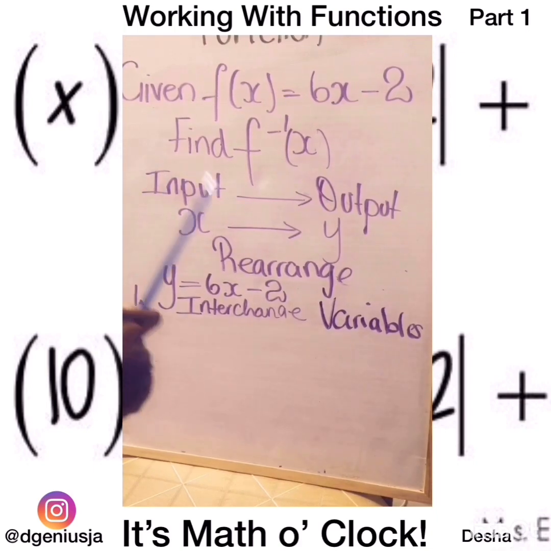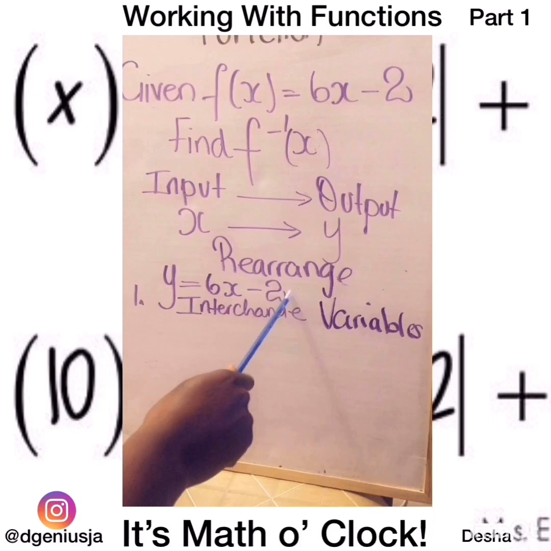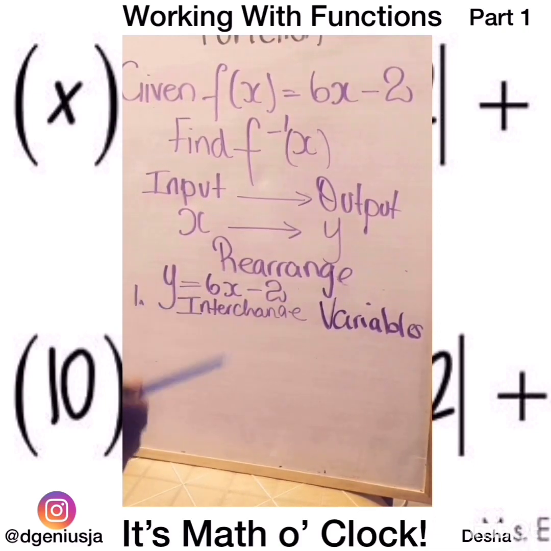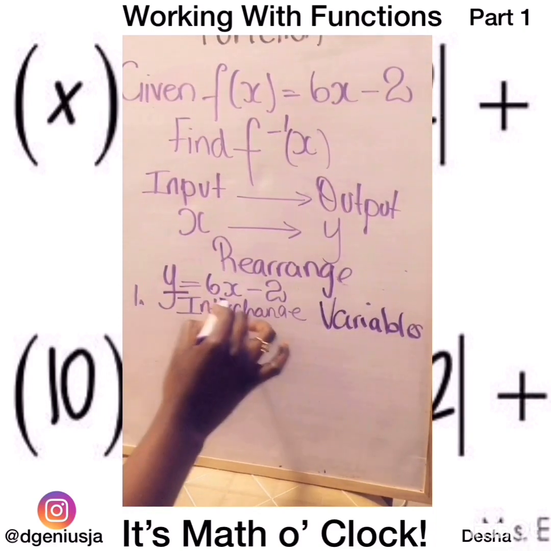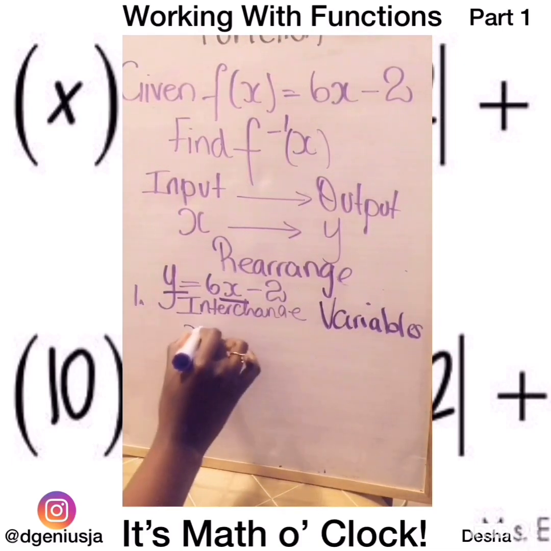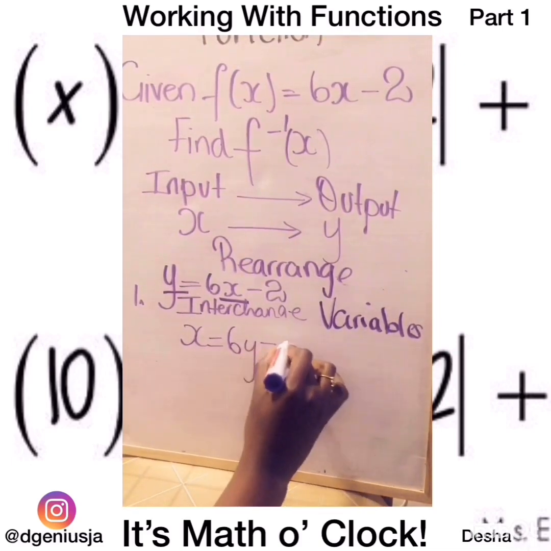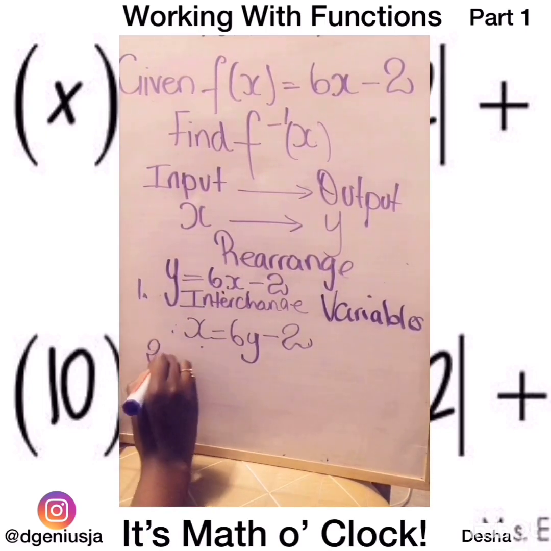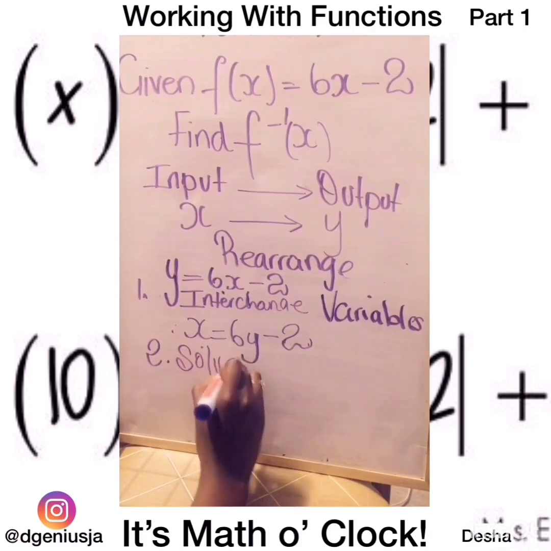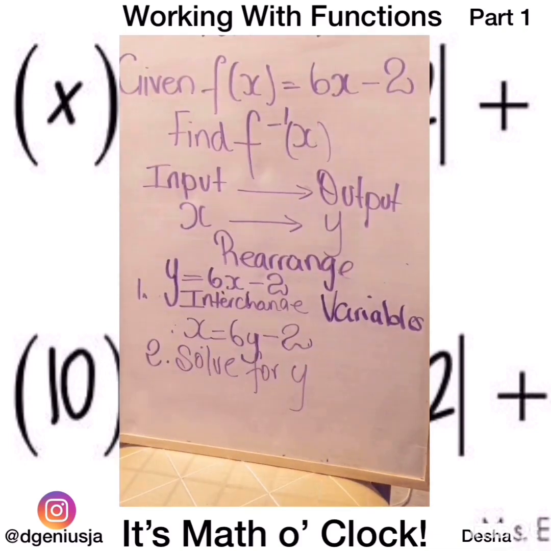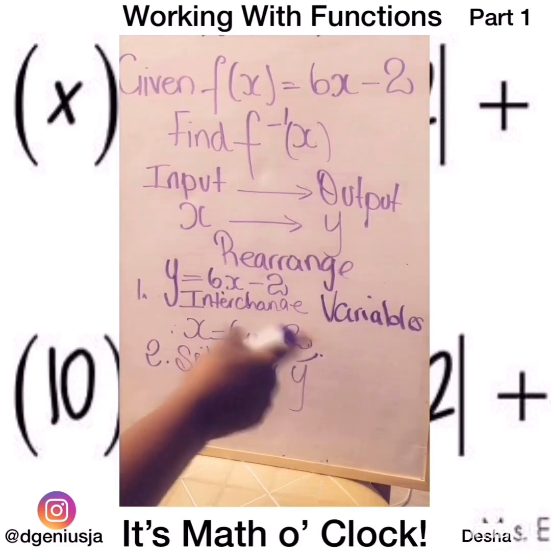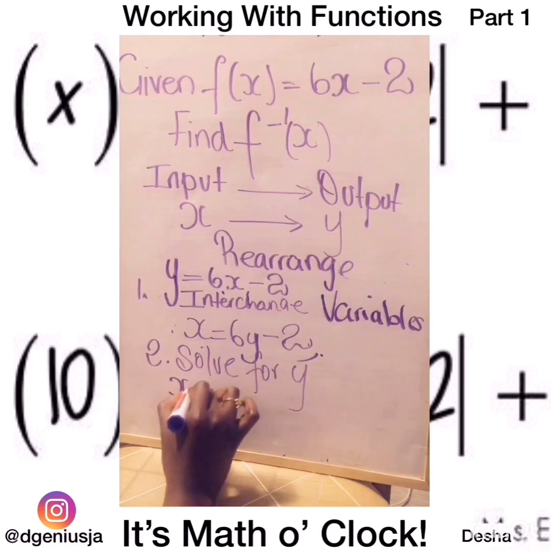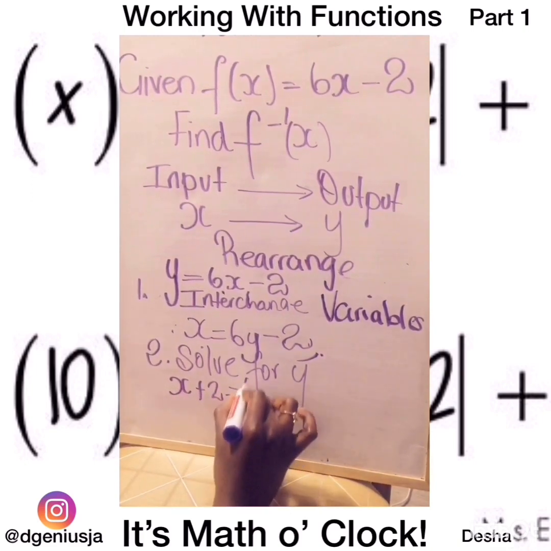Now, since we rewrote our function as y equals 6x minus 2, the first thing we're going to do is to interchange the variables. Interchange y with x. This would give x is equal to 6y minus 2. So the next thing we're going to do is step 2, solve for y. We do this by adding 2 to both sides. This will give us x plus 2 is equal to 6y.